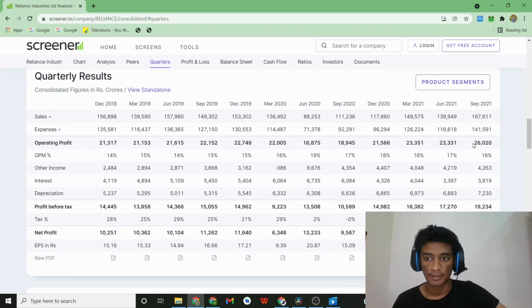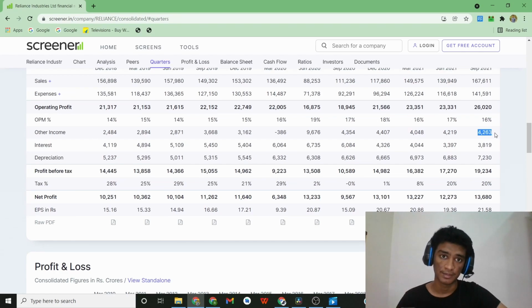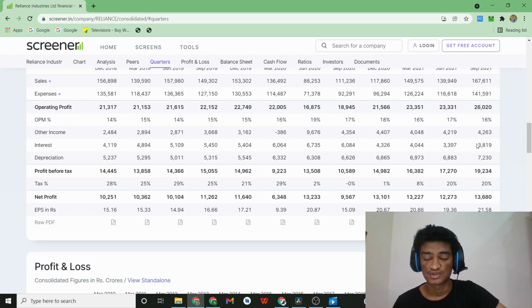Then when you compare your operating profit with your total sales, you get a certain percentage which is called operating profit margin. Higher the operating profit margin, better for the company. Then you have other income. As I said, this is all the income generated by the company apart from its core main business. Then you have the interest. So the company has to pay certain interest on its borrowings and loans. That is what you call interest.